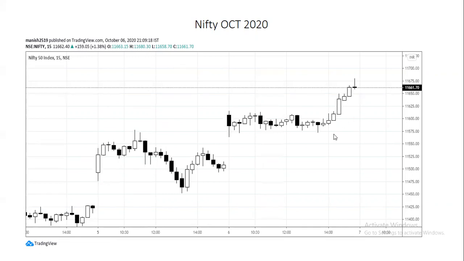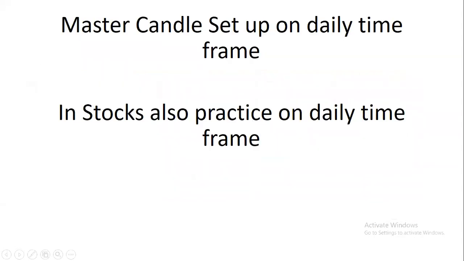See, this was all about intraday. Now, if you wish, you can also do swing trading as per this setup. You can look for master candle setup on daily time frame, but only for stocks, not for index. If you wish to practice this setup in index, you need to work on 15 minutes time frame. For stocks, you can also practice swing trading on daily time frame.